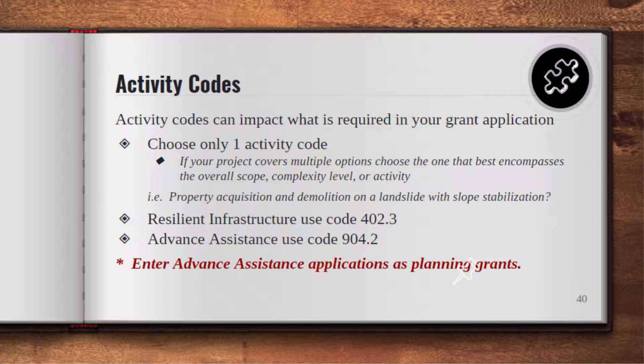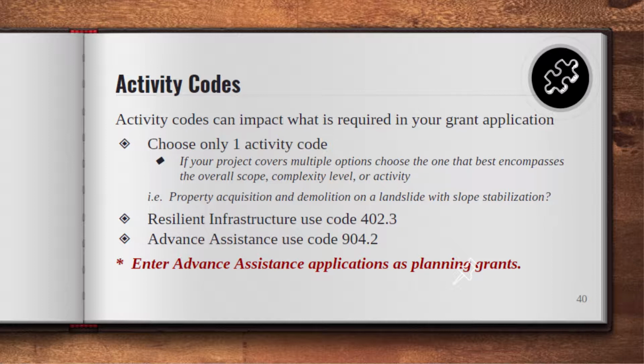And then if you have questions, if you're unsure, if you see multiple things in there that you're not sure what code you should pick, you can always reach out to us and ask us, and we'll let you know which one's the best one to go with. If you're doing resilient infrastructure or advanced assistance, they have a specific code they want you to put in there. That is the code that you put in.